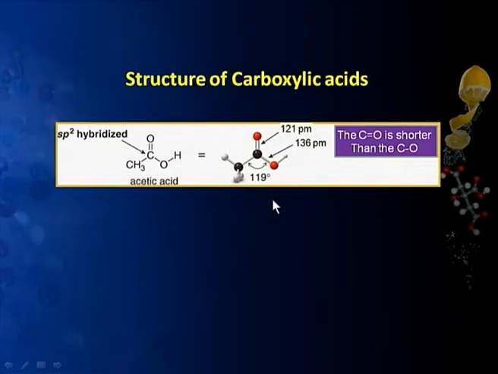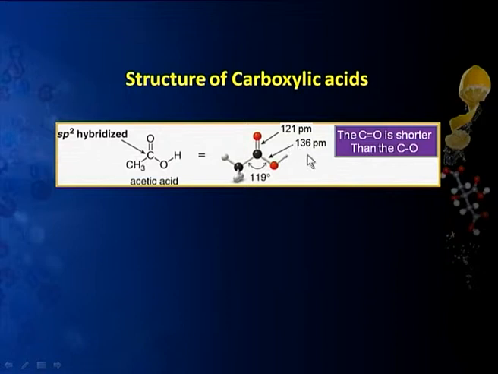As far as the structure of this functional group is concerned, this carbon is sp2 hybridized and it is attached to this oxygen by a double bond, that is one sigma bond and one pi bond, and then it is attached to another oxygen by a sigma bond. This oxygen is attached to hydrogen.